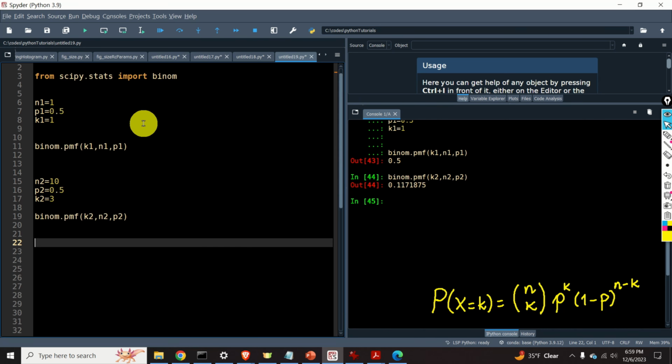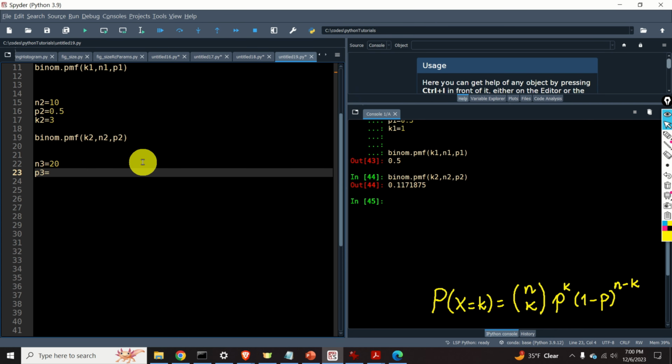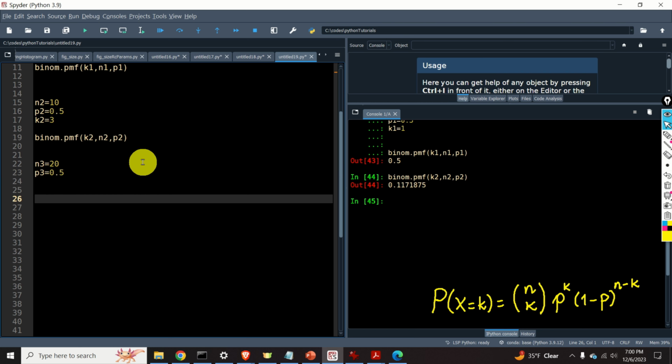In these two examples, we computed the values of the probability mass function of the binomial distribution for a specific and fixed value of k. However, we can compute the values of the probability mass function for many different values of k. Let's learn how to do that. Let's select N3 as 20 and P3 as, for example, 0.5. And let's create an array of k values.